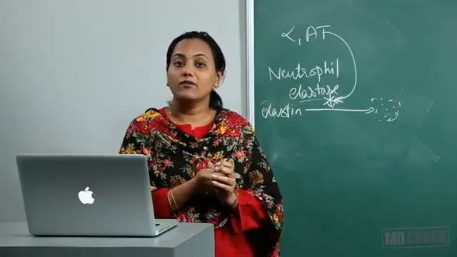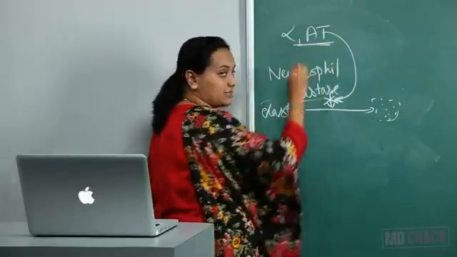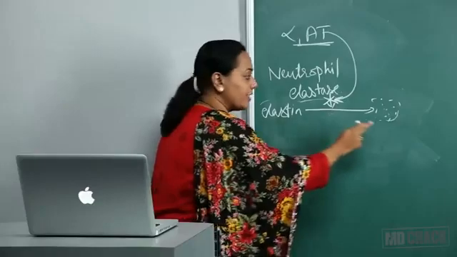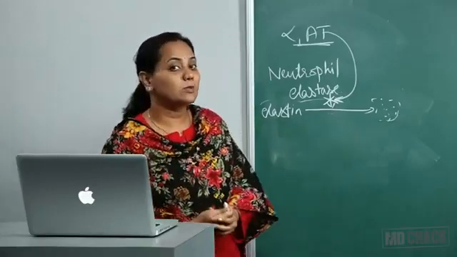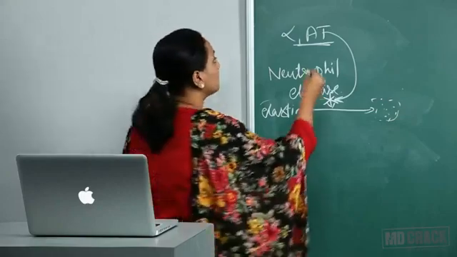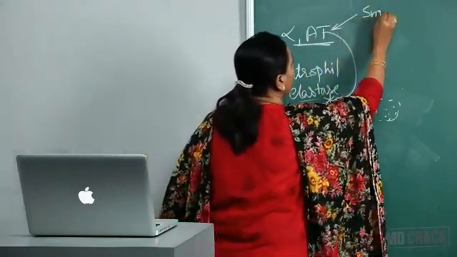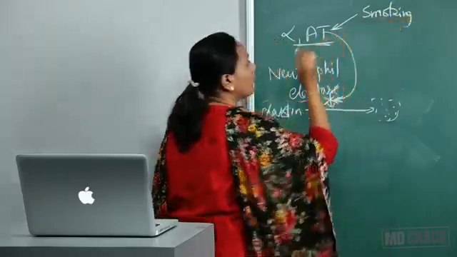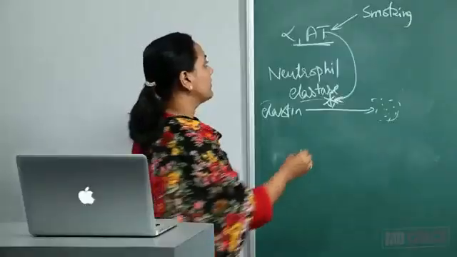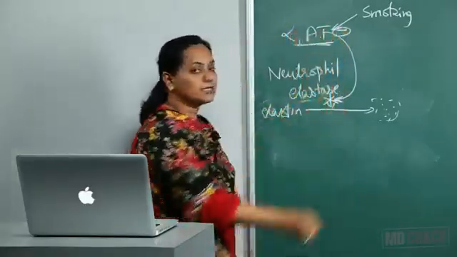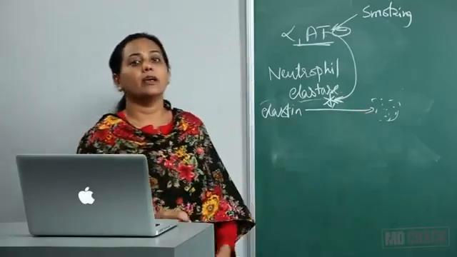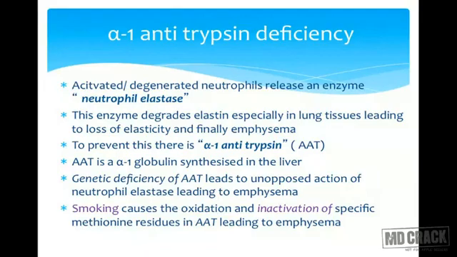So what can happen in emphysema? In alpha-1 antitrypsin deficiency, if there is a genetic deficiency and alpha-1 antitrypsin is not there, neutrophil elastase will degrade elastin, leading to emphysema. What happens in smoking? We all know that smoking can lead to certain lung disorders. Smoking has a direct effect on alpha-1 antitrypsin. It causes inactivation of certain methionine residues in AAT. When alpha-1 antitrypsin is inactivated by smoking, elastase will again degrade elastin, leading to emphysema. So that is the importance of elastin in this.